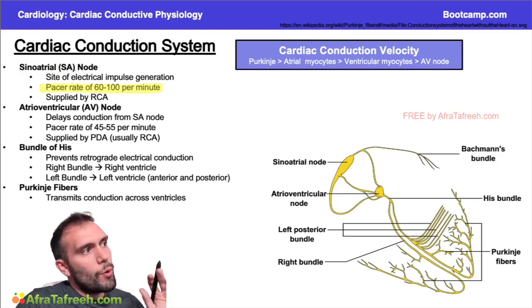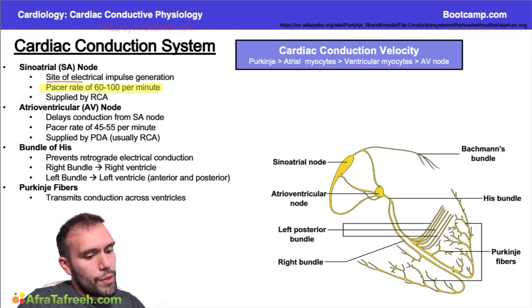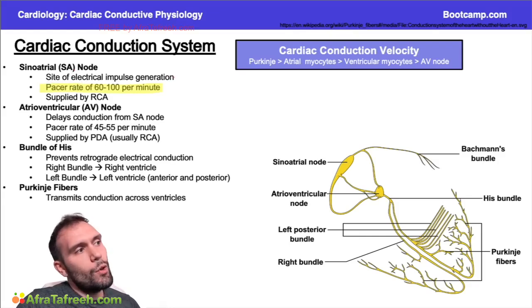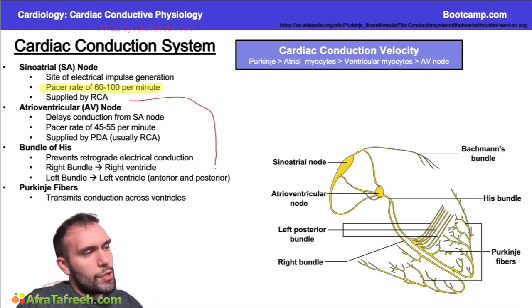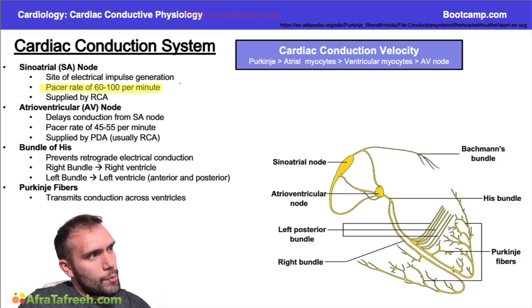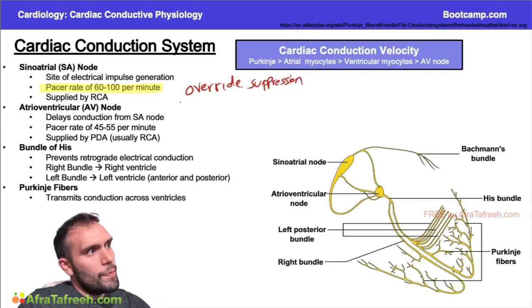The reason why the SA node is going to be pacing the heart, or the site where these impulses are generated, is because the SA node fires more rapidly than these other sites here, okay? So sometimes we say that this is going to be an override suppression, just because it's overriding this whole system because it's firing so much faster than everyone else.